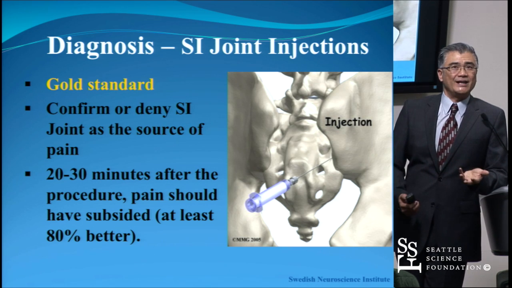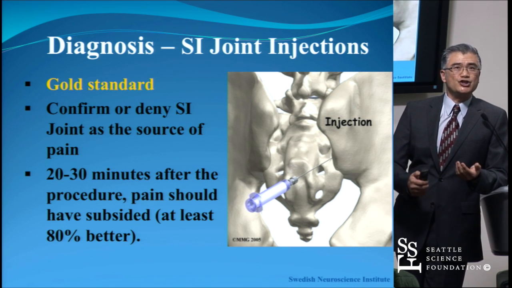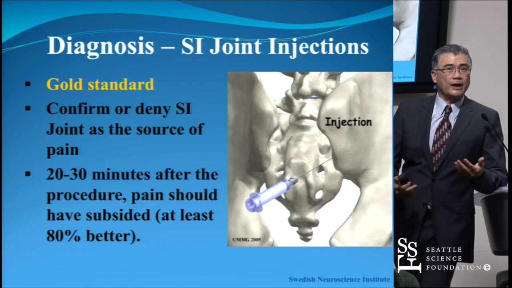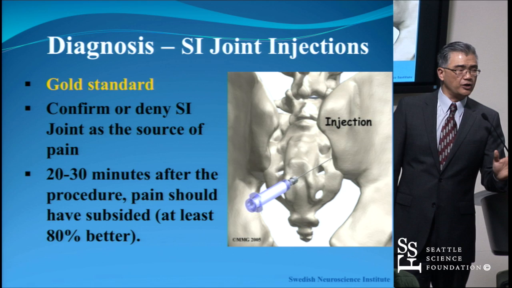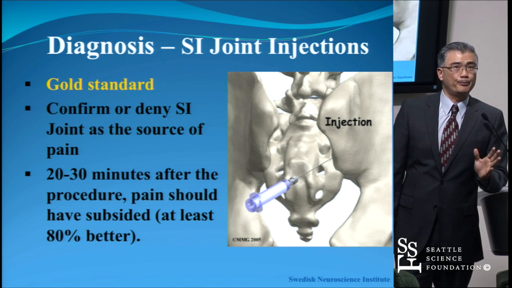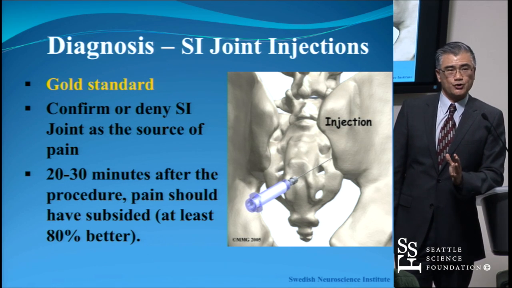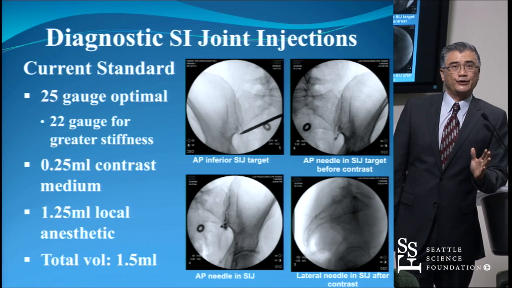You have to do it in the right way, okay? So, you inject basically some lidocaine into the SI joint, and then within 20 to 30 minutes, the patient should say they are better if they are truly having SI joint pain. But what does better mean? I will talk about that.